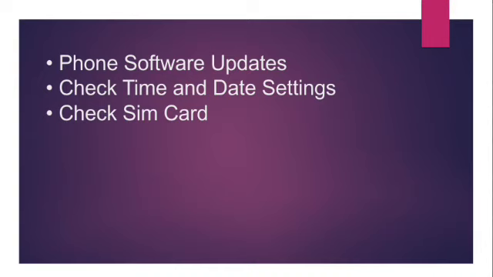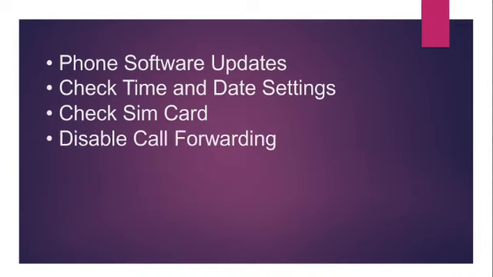Okay, another thing you can do to fix the problem of not receiving an OTP message is to disable call forwarding. If your call forwarding is activated, there is no way an OTP message can drop on your phone. So you may want to check that and fix it.